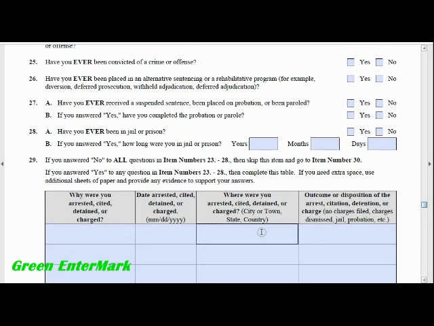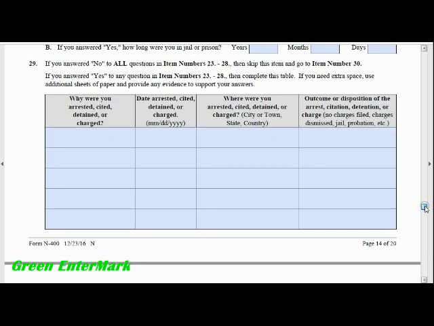Okay. 29. If you answer no to all the questions in item numbers 23 to 28, then skip this item and go to item number 30. And if you answered yes to any question in item numbers 23 to 28, then complete this table. If you need extra space, use an additional sheet of paper and provide any evidence to support your answer.